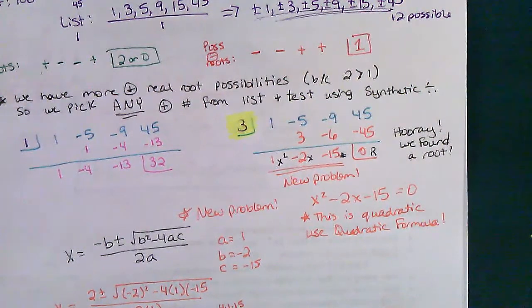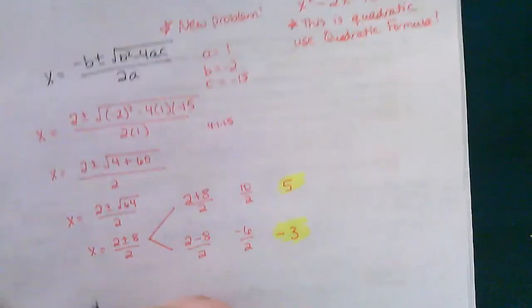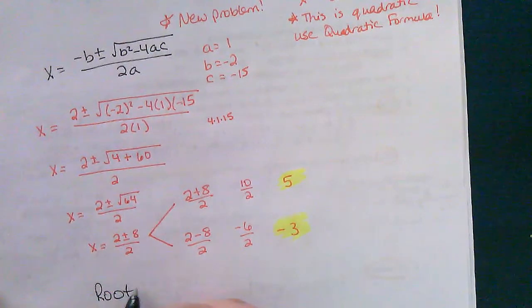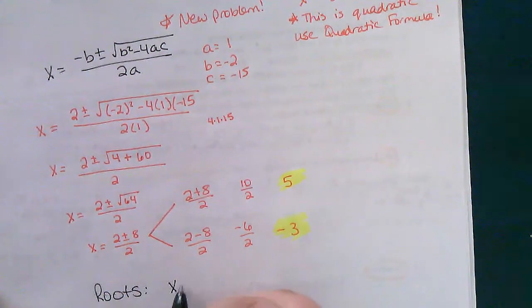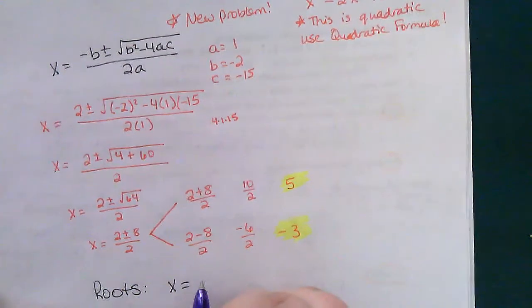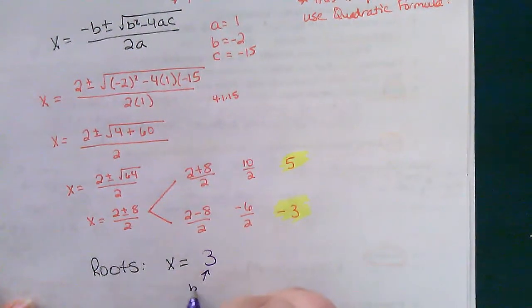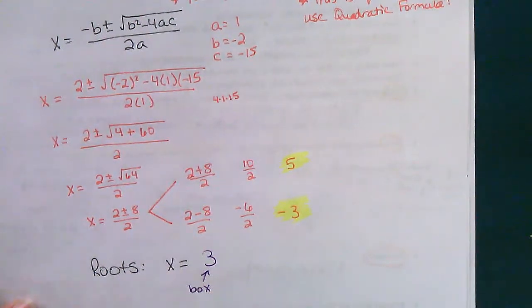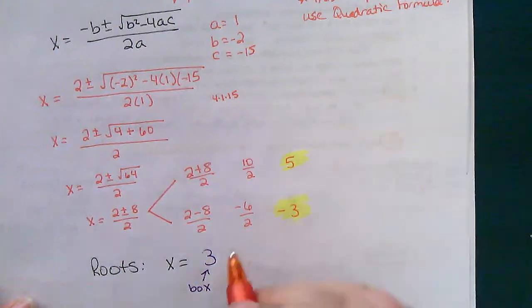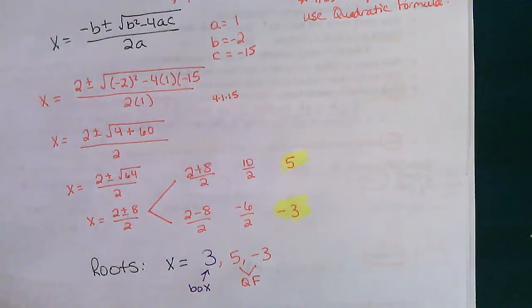So when I finally write these, my roots are x equals, it has to start with x equals. So my first one is 3. Where did I get that? That came from the box. And then my next two are 5 and negative 3. And where did those come from? They came from the quadratic formula.